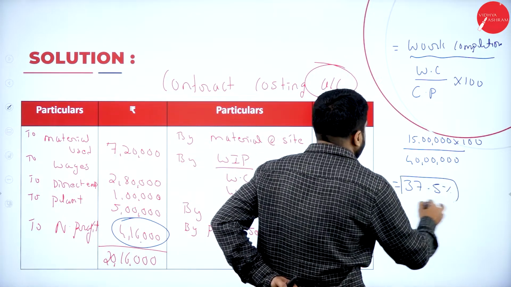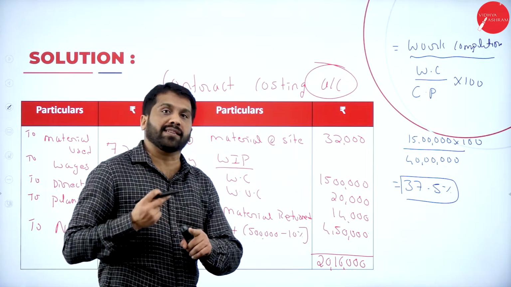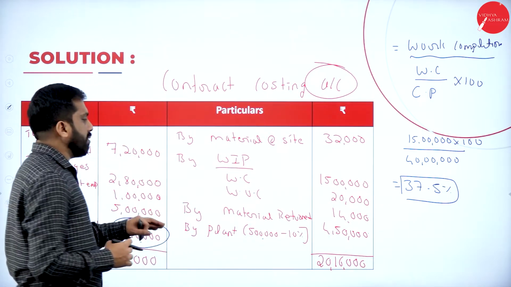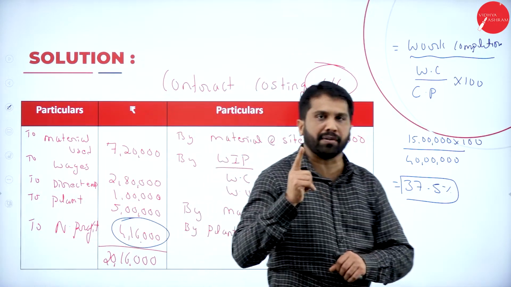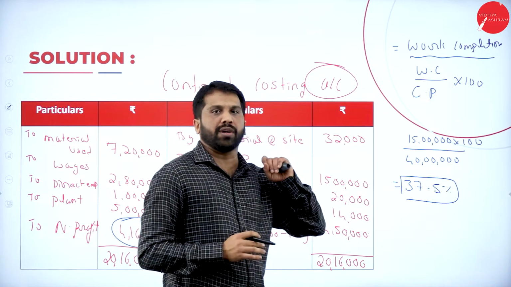37.5%. This is more than 25%. Hope you are clear. Yes, this is more than 25%. Today I'll do only a 1 year contract, because I just want to show what calculation you have.